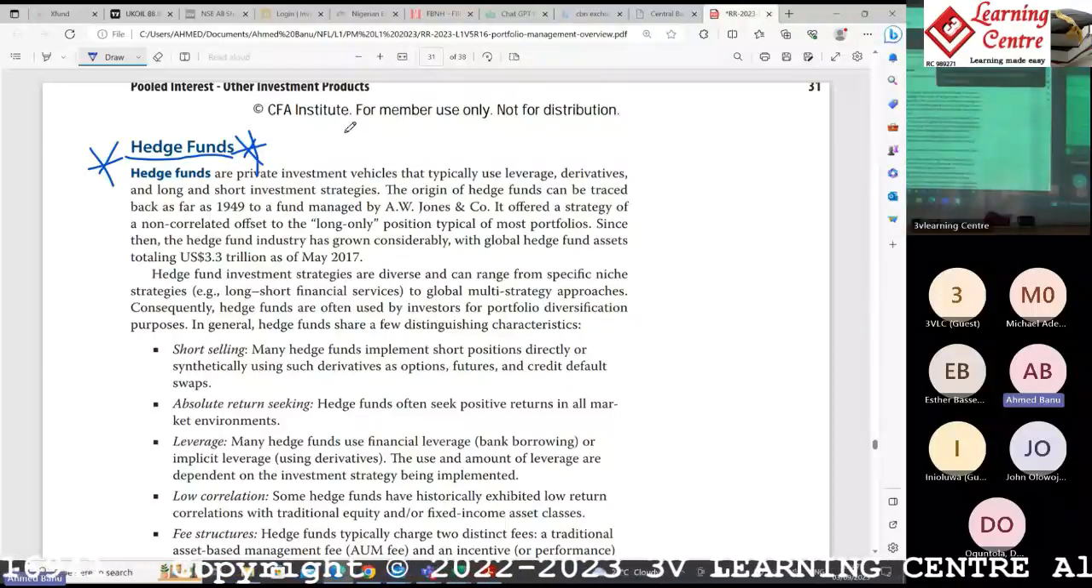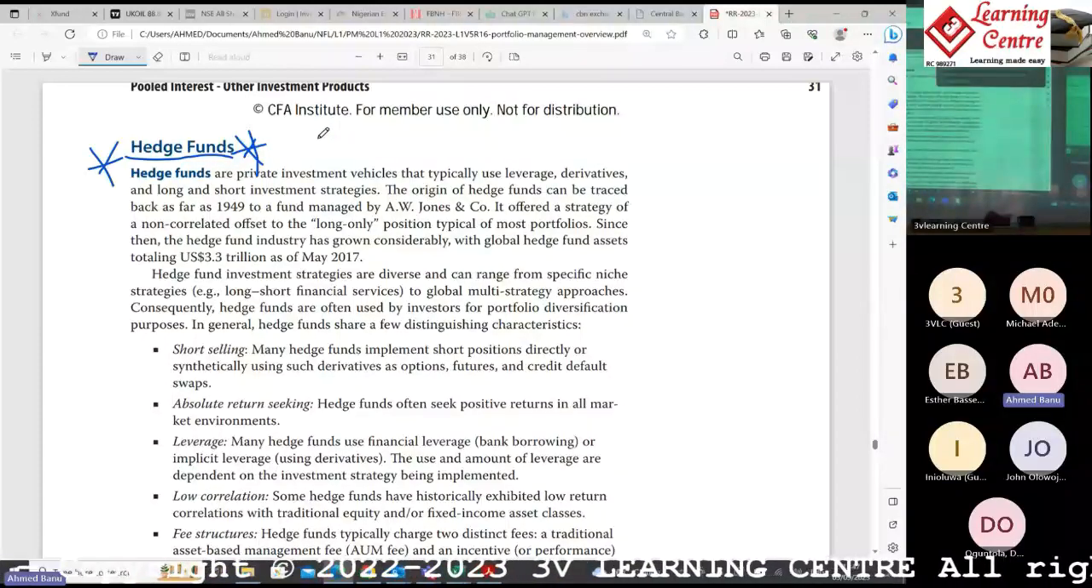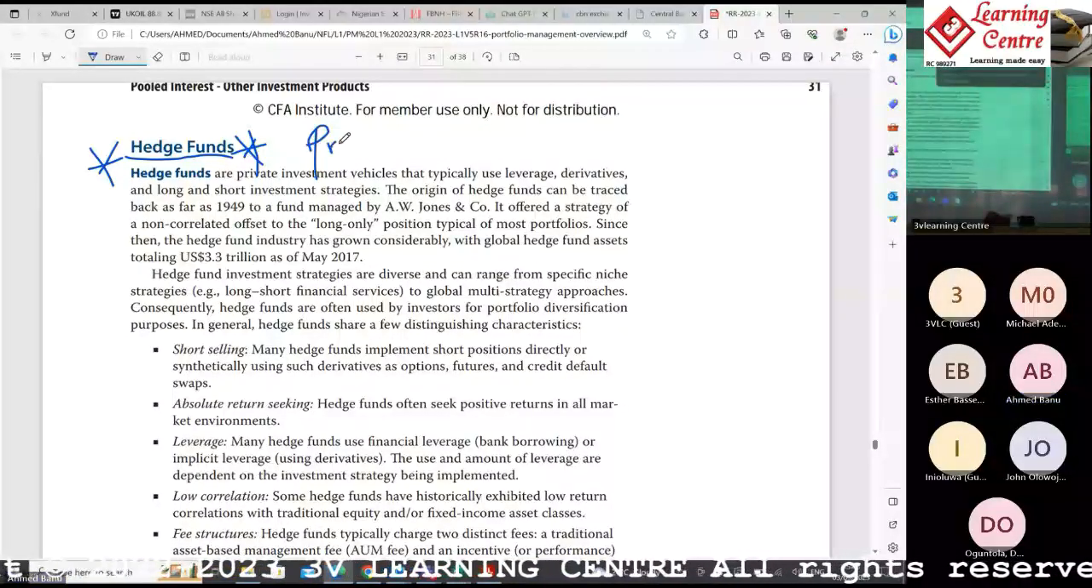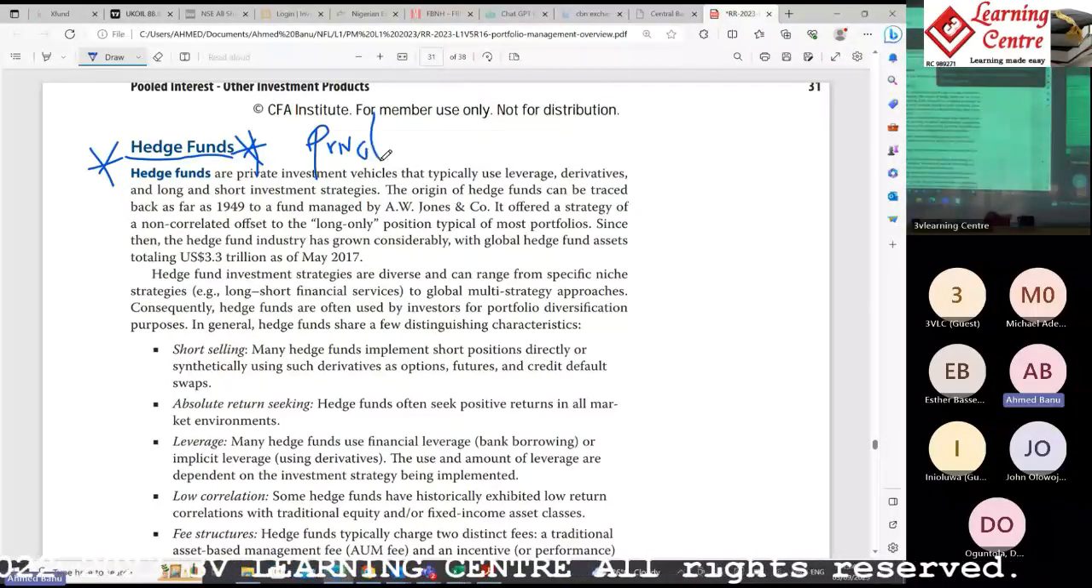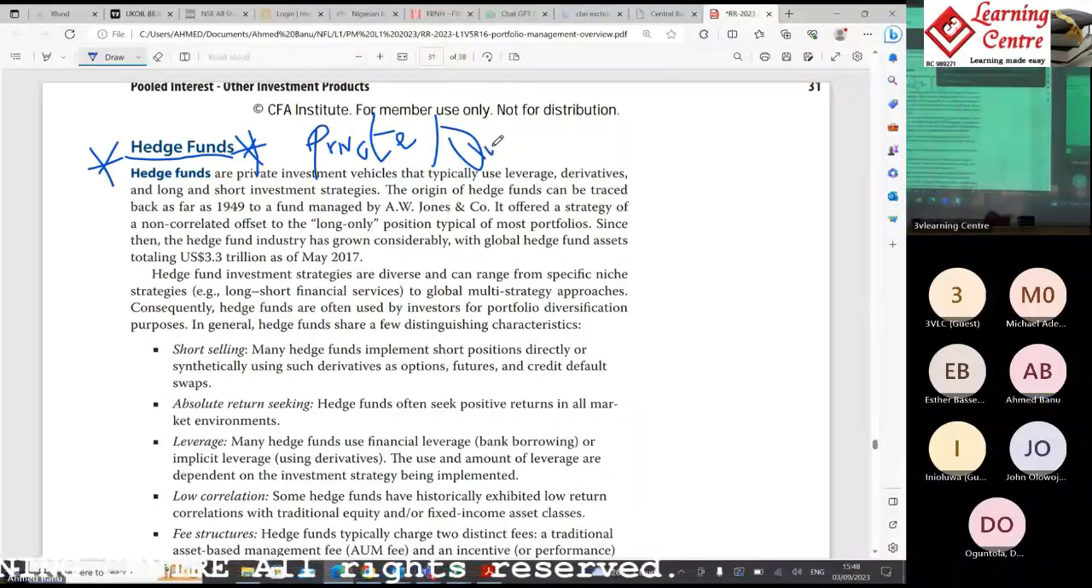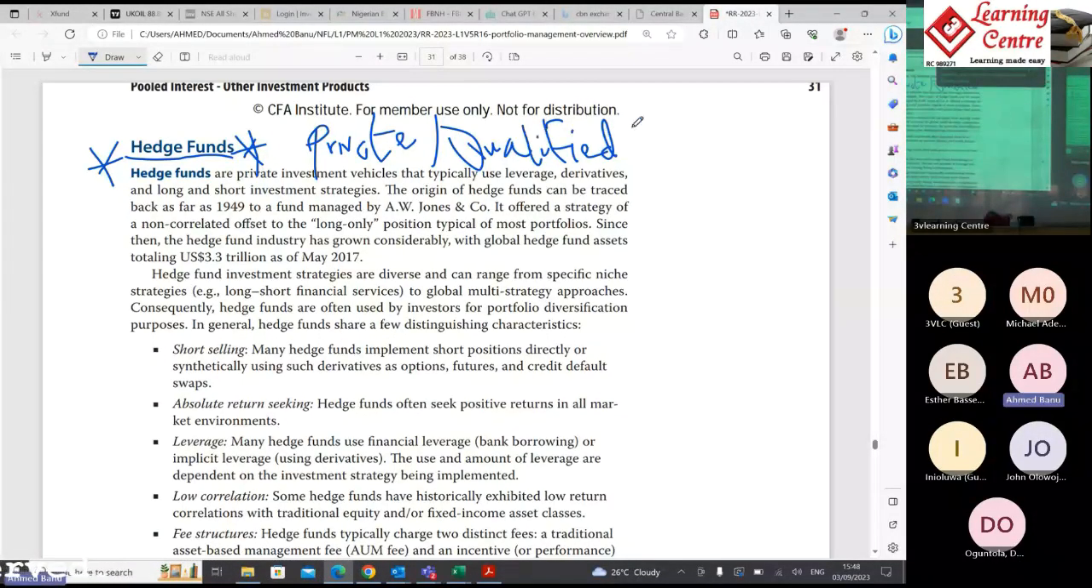And one thing again you should know, yes, hedge funds are private. They don't make noise, they don't do adverts, they don't call the public. There's something we call qualified investors, so they only chase qualified investors. They don't chase every man. And what is a qualified investor?